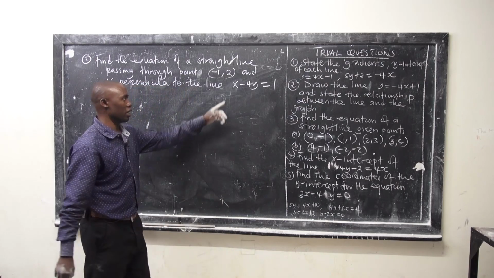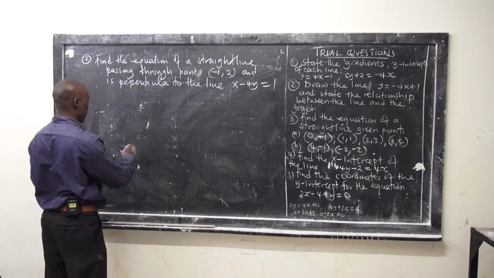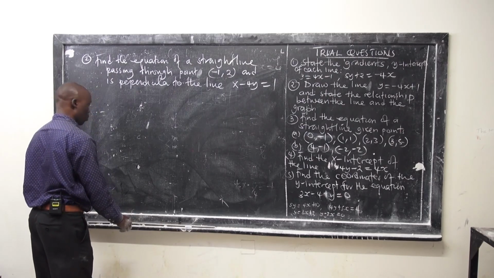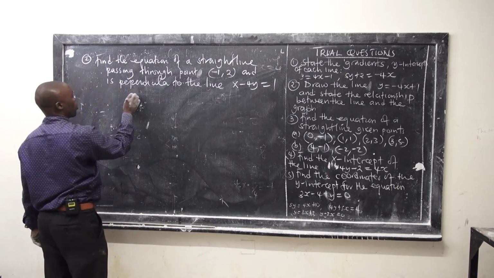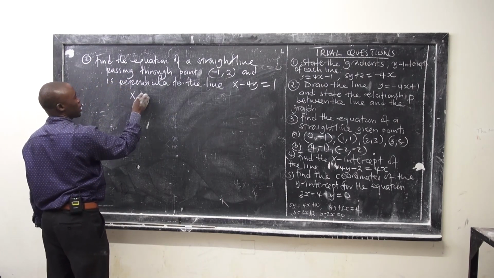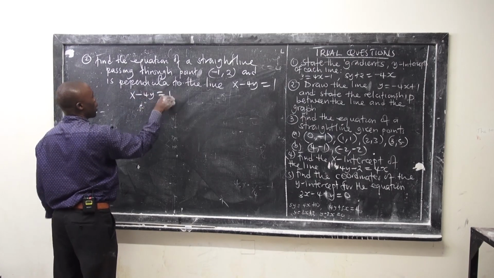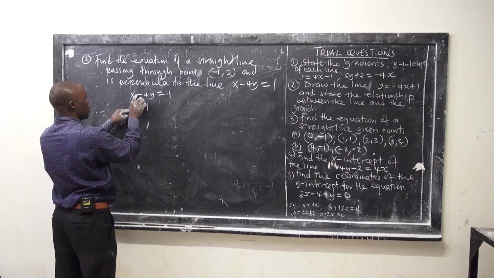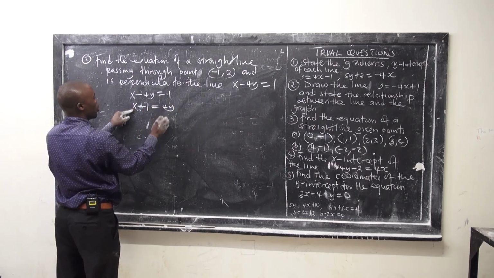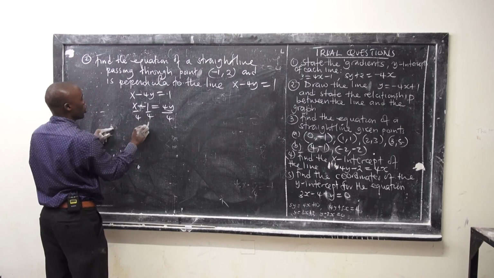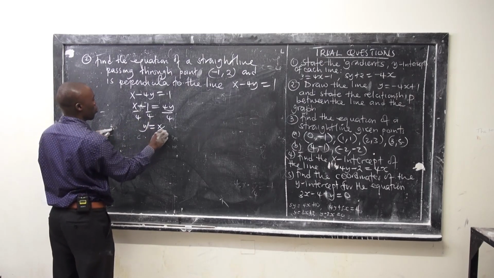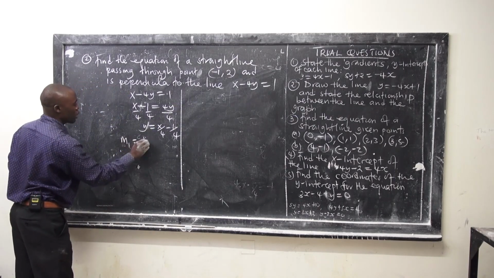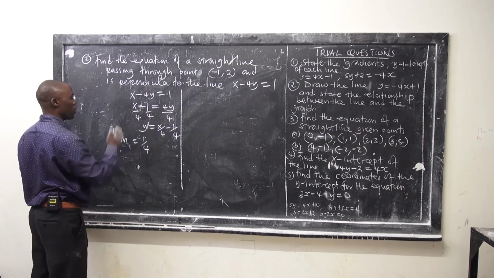So let's first rearrange this equation to get the gradient, making y the subject. So x minus 4y is equal to 1. Let's bring 1 to this side: x minus 1, its positive turns to a negative, then this turns into a positive. Divide through by 4. So we arrive at y is equal to x/4 minus 1/4. The gradient m1 is now a quarter, the coefficient of x.